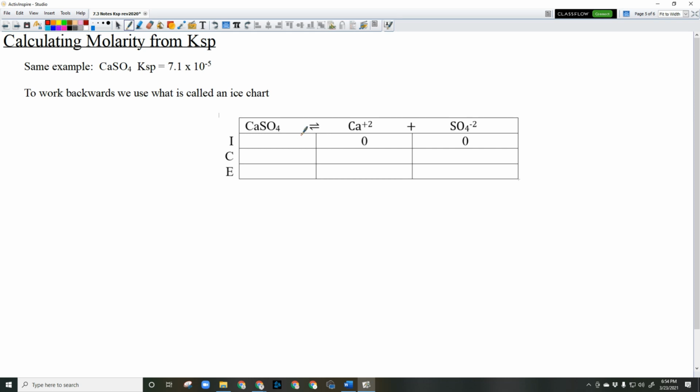Well, this is easy, but what we have to do is work backwards with what we're given. So we have to use what's called an ICE chart. Here we have the equation, CaSO4 yields Ca plus SO4. In this ICE chart, the I means initial concentrations, the C means change, and the E is at equilibrium, when equilibrium is reached. So basically, E is just the combination of the initial and the change.